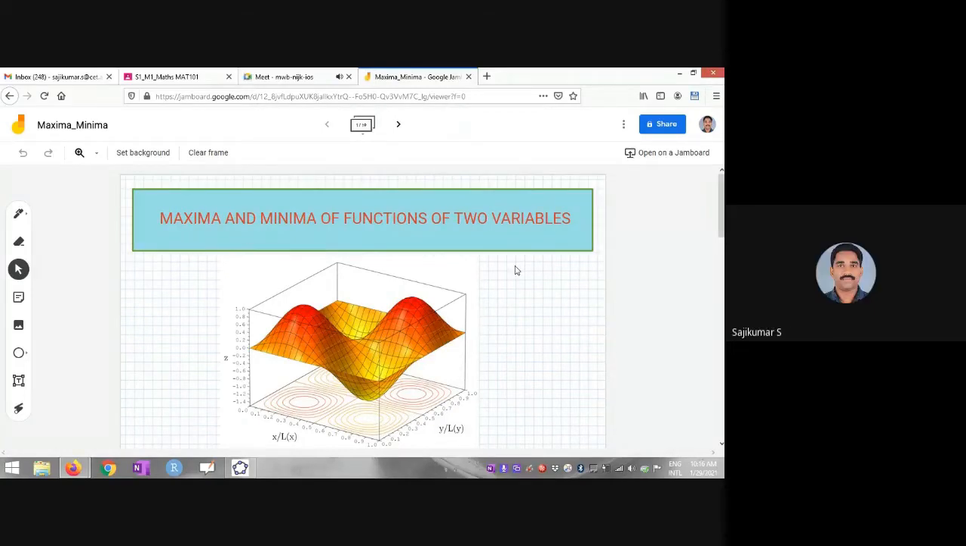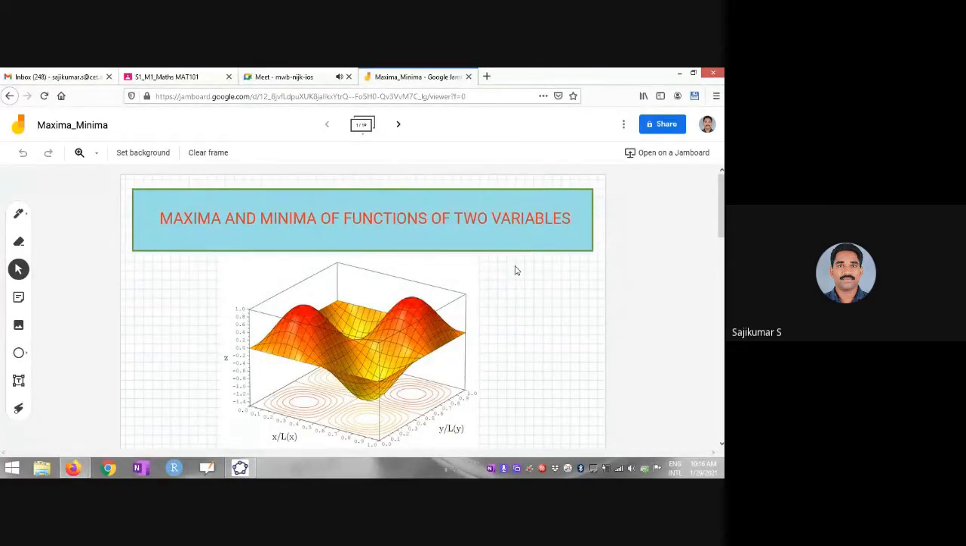Okay, today we are discussing an important topic called maximum and minimum of functions of two variables. Here we are studying some applications of the concept of partial derivatives. And we have already studied maximum and minimum of functions of a single variable, in single variable calculus. It is just an extension to two variables.